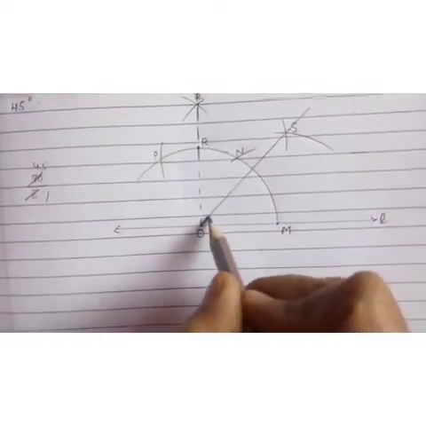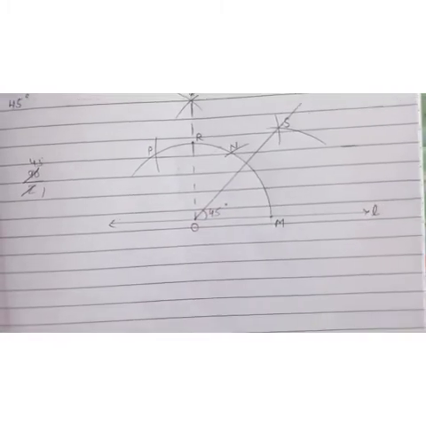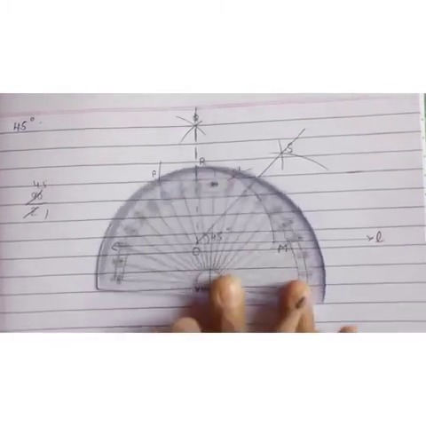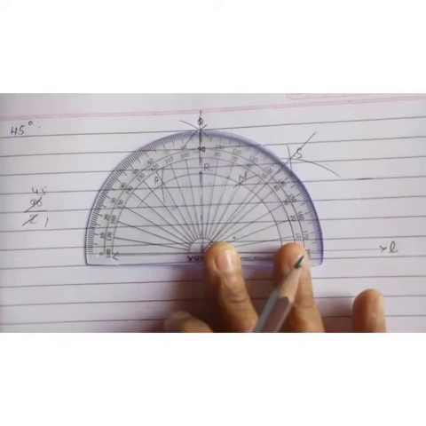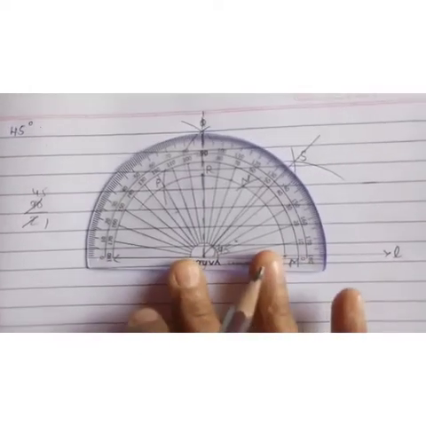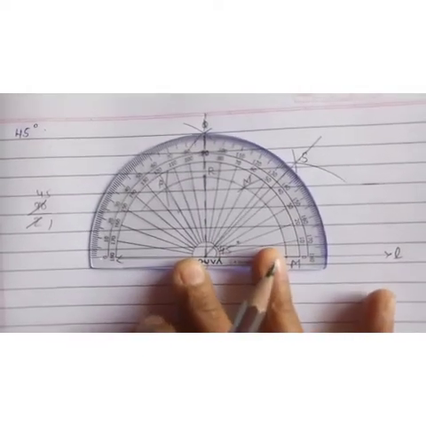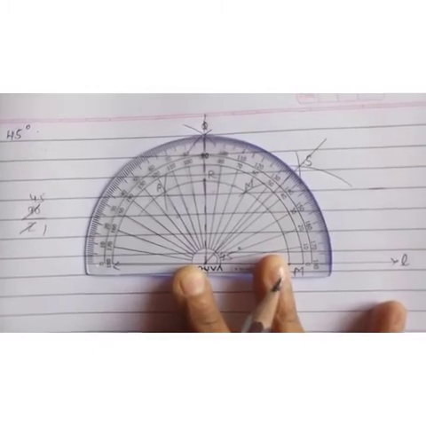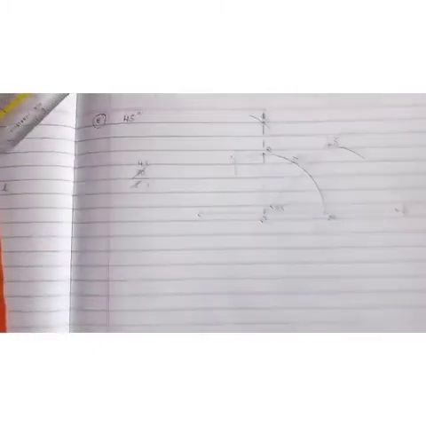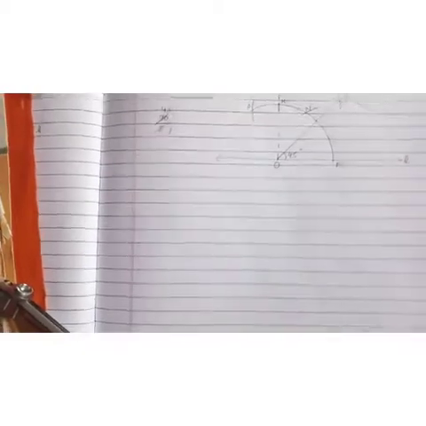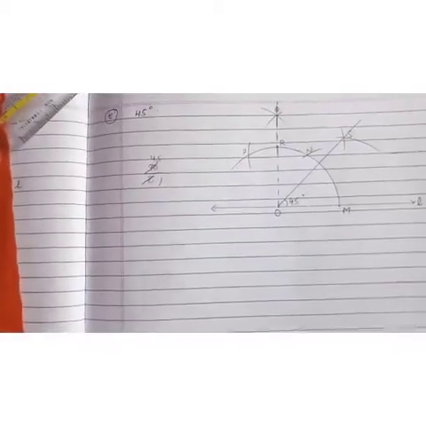So children, when you join, you get an angle of 45 degrees. Cross check it with the help of your protractor. See here children, it is exactly coinciding with 45. Now my answer is correct. Now moving on to the next one, that is 135 degrees.